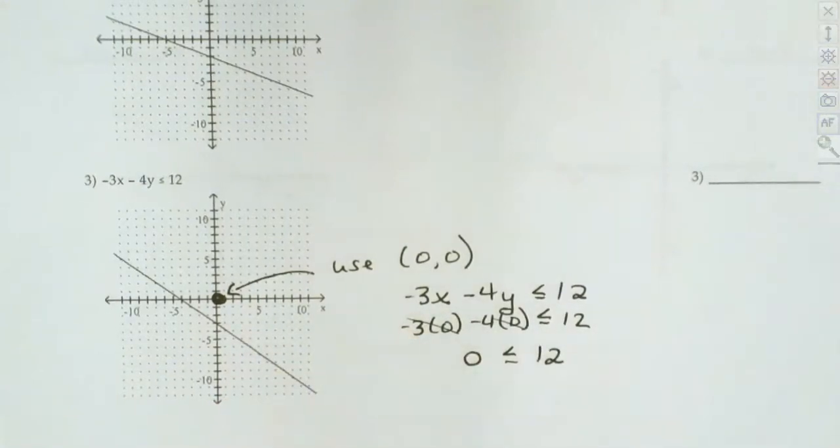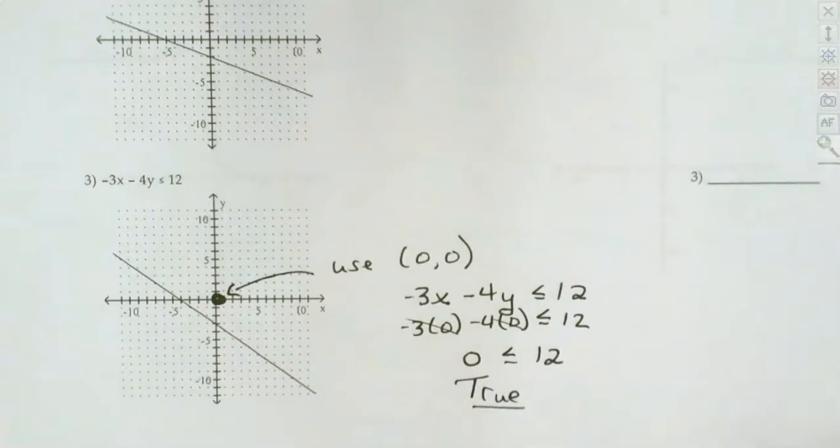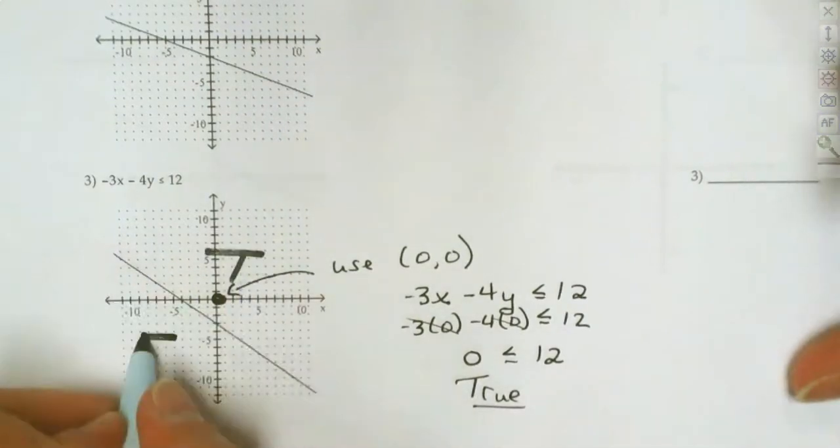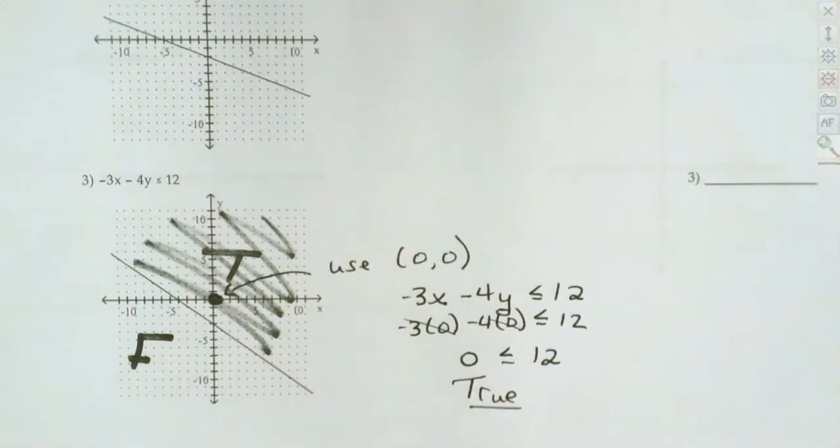And is 0 smaller than, or sorry, make sure we said it right, is 0 smaller than 12? Or 12 bigger than 0? Yes, it is. So that would make this then what? True. So this half is true. This half is false. Where do we shade? The true half. So that's all I want for your answer on those.